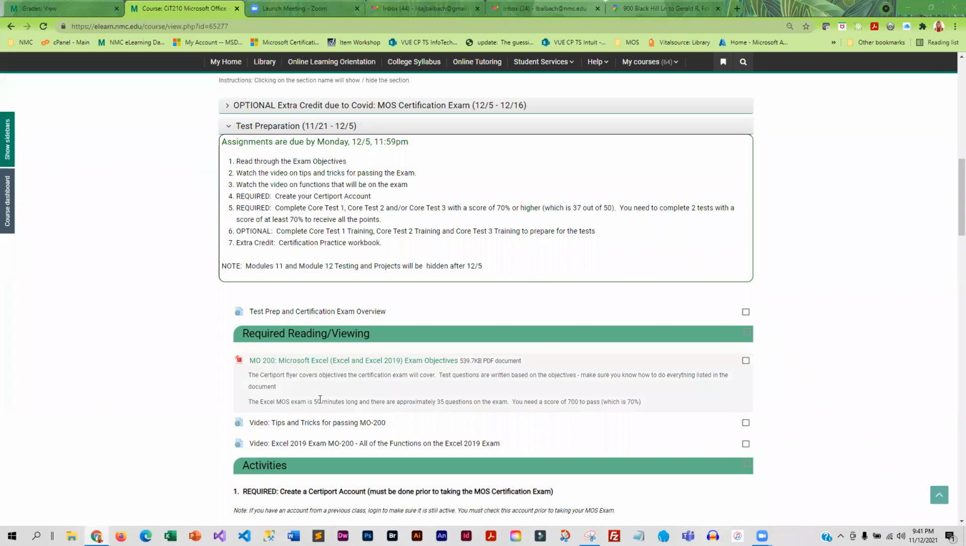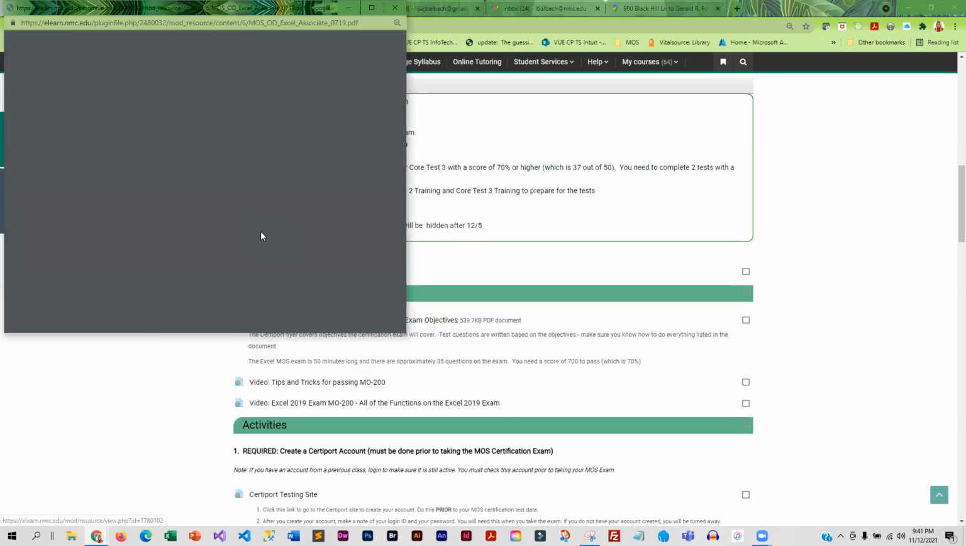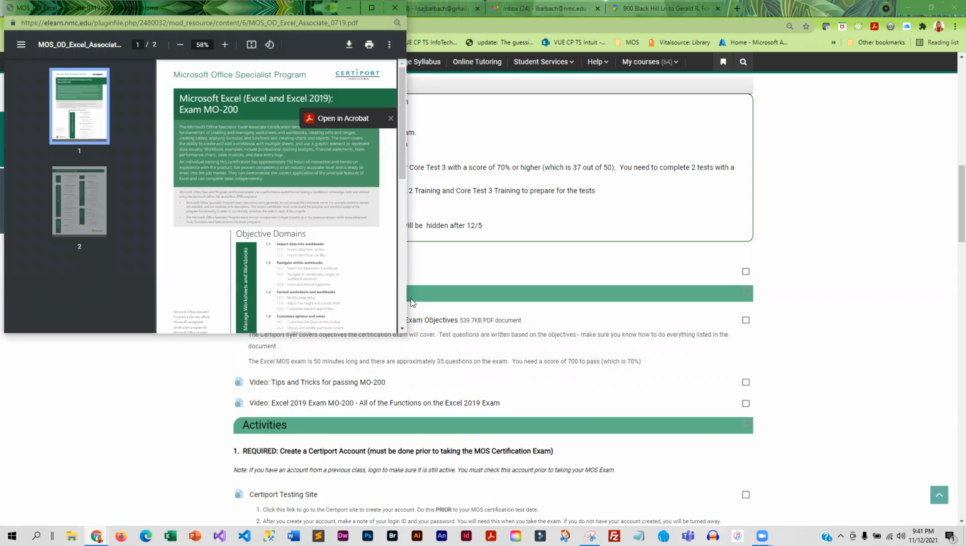So this little block here is designed to prepare you for the MAS certification exam. Even if you are not planning on taking the exam, there are required activities in this block that you will have to complete. And all required activities are worth points in this class. For those of you that are planning on taking the test, it is part of this course and there is no extra cost to you. But make sure you go through the exam objectives because this is exactly what's going to be on the test.